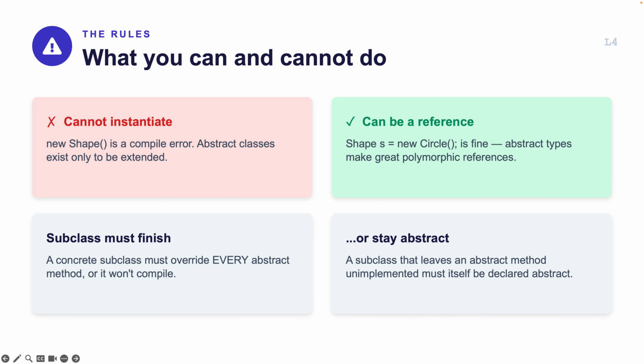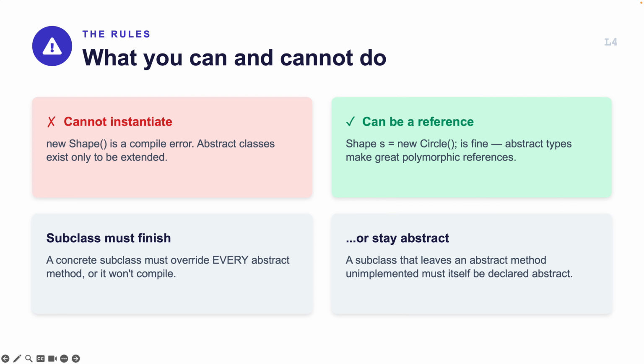Alright, here are the rules that the exam tests, so let's be precise. You cannot create an instance of an abstract class with new. That's an immediate compiler error and a favorite exam trap. An abstract class can have constructors, fields, and fully written methods, even though you can't instantiate it directly. Subclasses call those constructors via super.